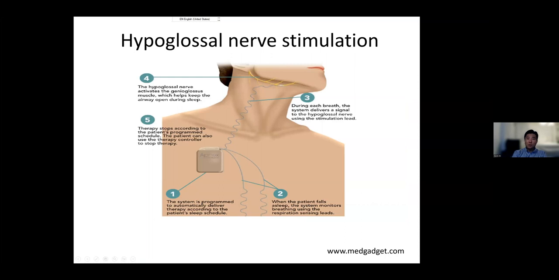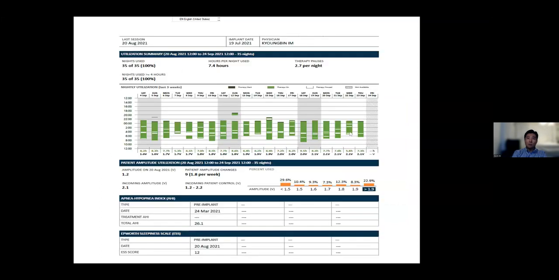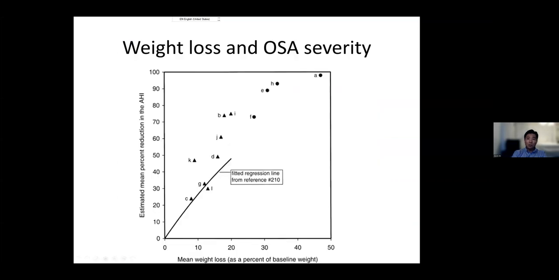It looks fancy, but the outcome is still not as good as CPAP therapy. And this is an example of how we monitor Inspire therapy, but this does not give us outcome data. It's just UC data. And UC Irvine actually has a lot of experience with Inspire, probably the biggest Inspire provider in Southern California or Orange County. Weight loss can help, but it's often not a cure for sleep apnea. It can help with the severity of sleep apnea.